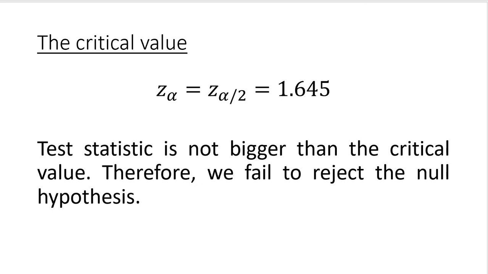Please remember that we perform a two-tailed test, and as I mentioned, since the number of observations is bigger than 30, we can safely use the Z distribution. Since alpha is equal to 0.1, we have to look for the Z corresponding to 0.05, and this is the value. The test statistic is not bigger than the critical value, therefore we fail to reject the null hypothesis.